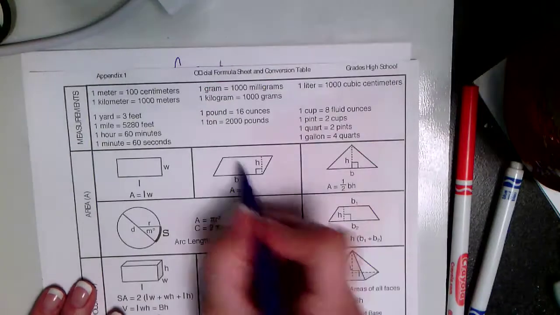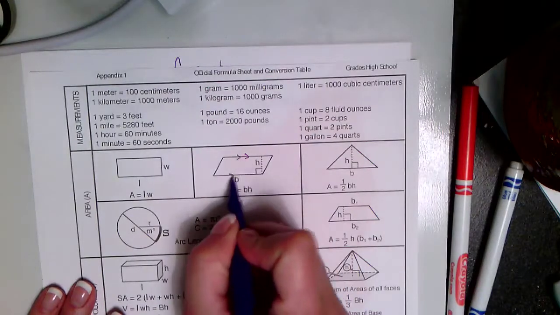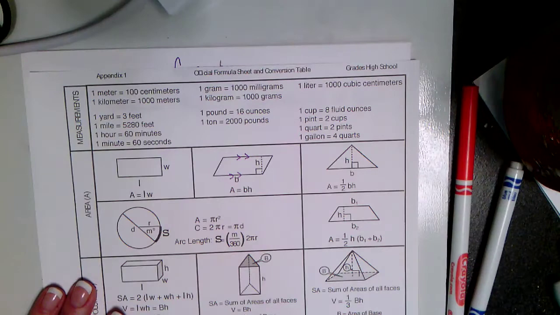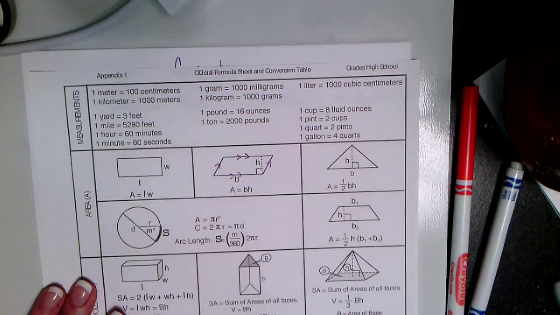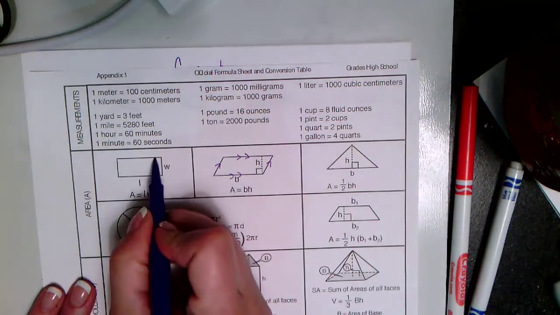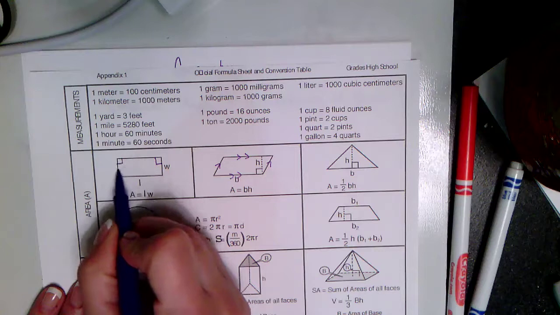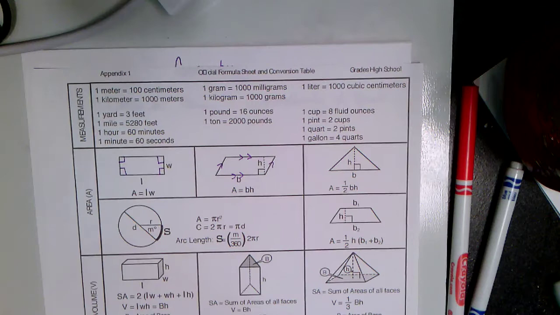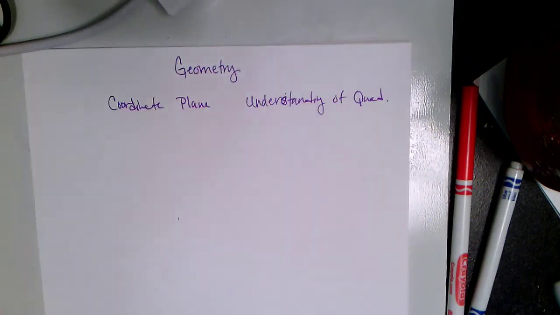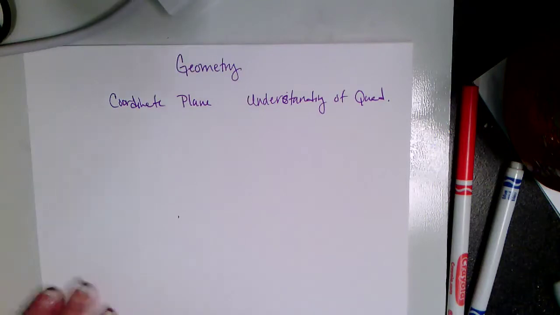Remember that quadrilaterals can be a parallelogram, where opposite sides are parallel and congruent. A rectangle is a special parallelogram, but with 4 right angles, as is a square, and a square is special because all 4 sides are congruent. Okay? All right, so on your coordinate plane geometry, you're going to be given coordinates to use.